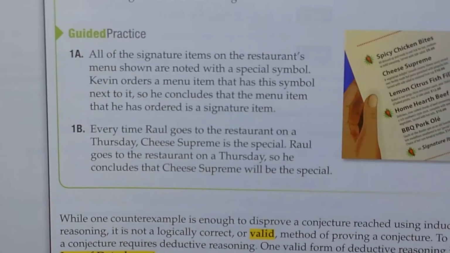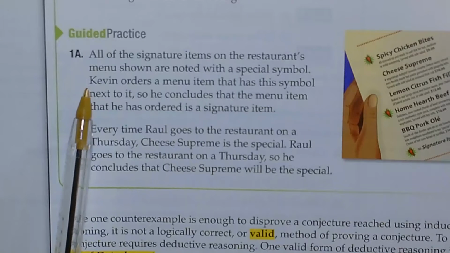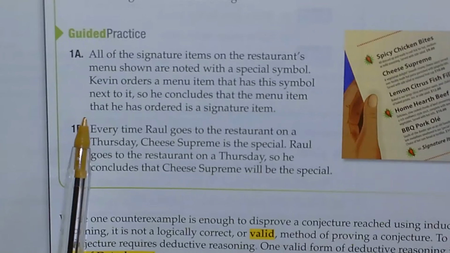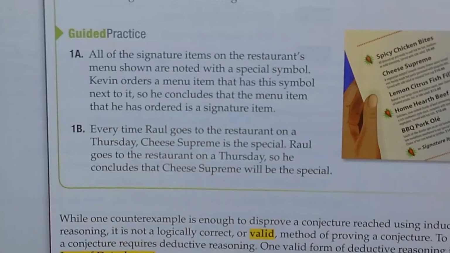Talk about the difference between inductive and deductive. Okay, so for this first one it says, all of the signature items on a restaurant's menu shown are noted with a special symbol. Kevin orders a menu item that has this symbol next to it, so he concludes that the menu item that he ordered is a signature item. Okay, so we want to know if that's an example of inductive or deductive.